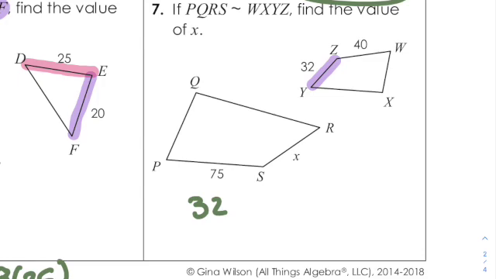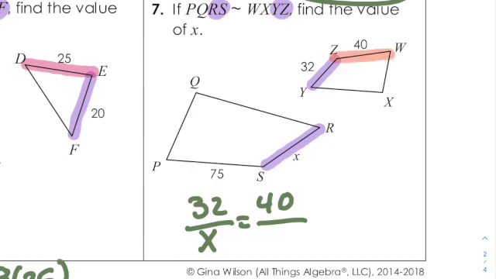So 32 is ZY, which is the last two letters. Last two letters over here is RS, which is x. Okay, so it should be 32 over x equals, and then we go back to this one, okay? Because if the top number is from this shape, the other top number needs to be from this shape. So 40, and then if we look, 40 is ZW, which is the first and last letter. First and last letter is PS over there, which is 75, so over 75, okay?